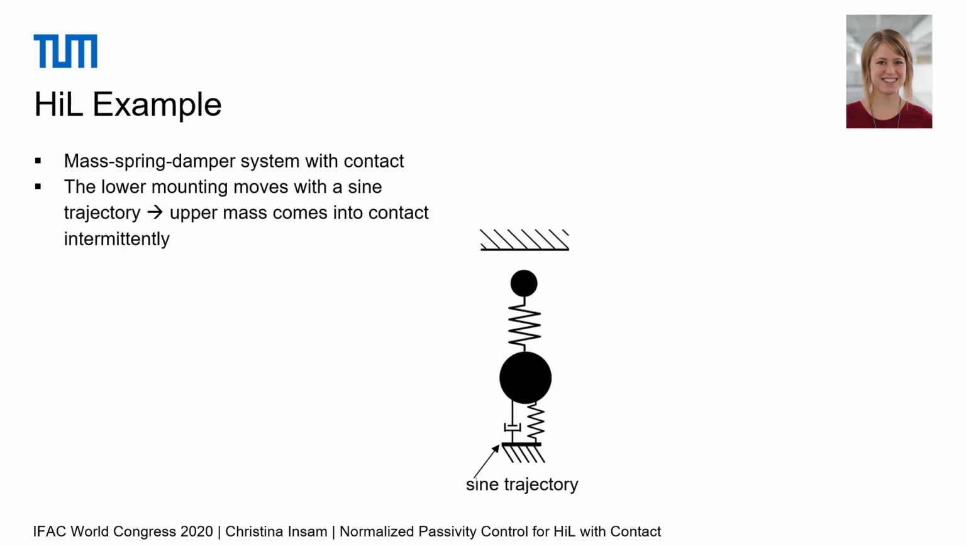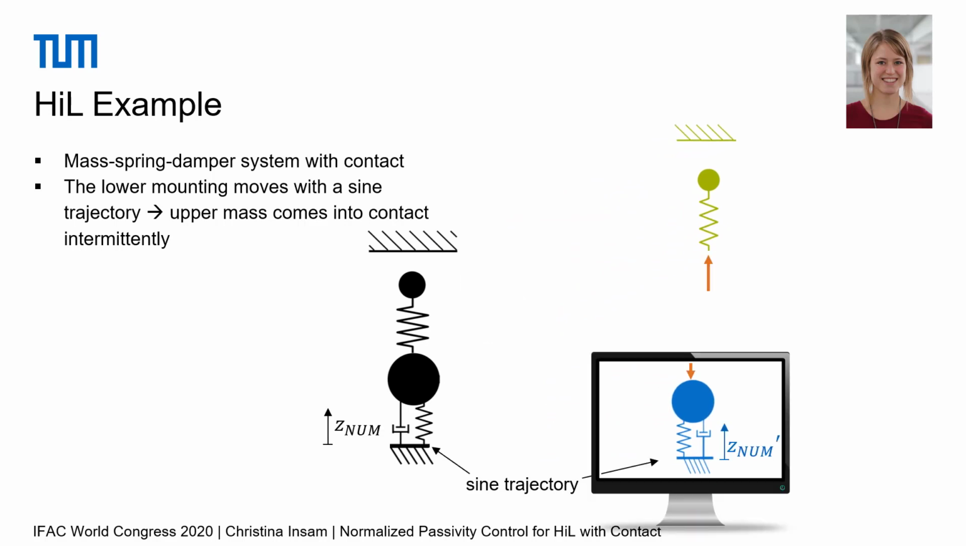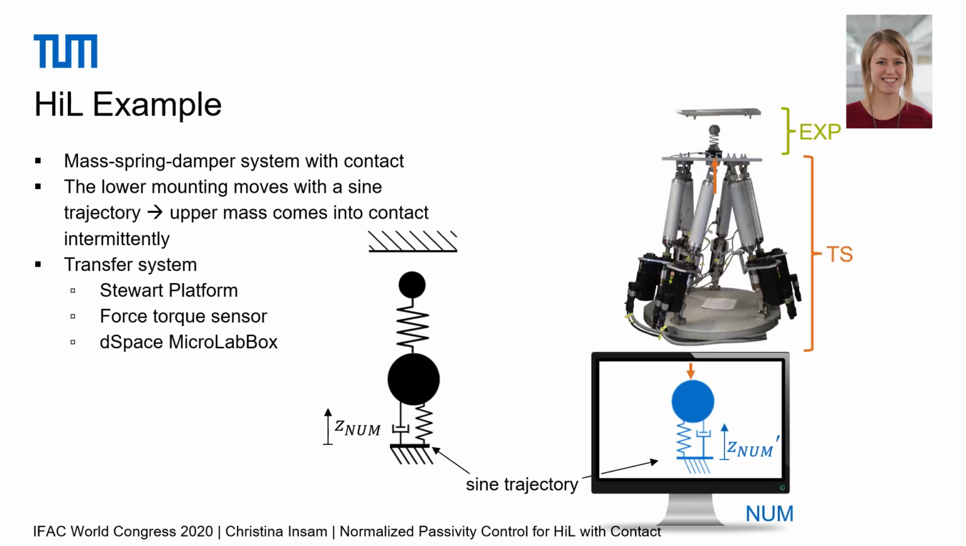The mechanical system that we use for our hardware-in-the-loop tests is this one-dimensional mass spring damper system. This system should represent any mechanical system where contact occurs, but we don't have a certain application in mind. In this system, the lower mounting performs a sine trajectory such that the upper mass comes into contact with the ceiling intermittently. We say that the contact phenomenon is the critical event that is difficult to model and should be investigated in the test. So we split our system into the experimental and numerical part. We use a Stewart platform as transfer system, and you can see the force-torque sensor here.